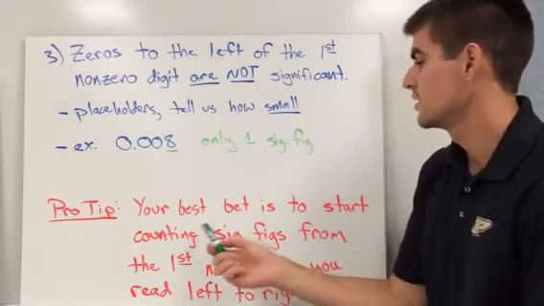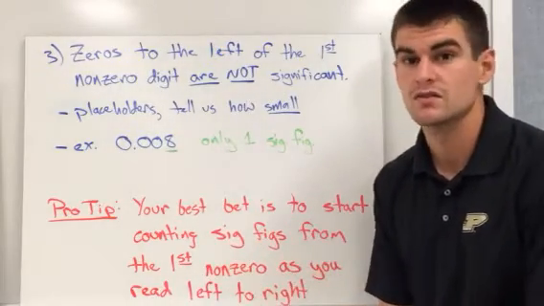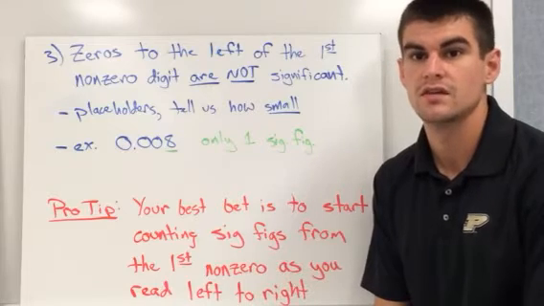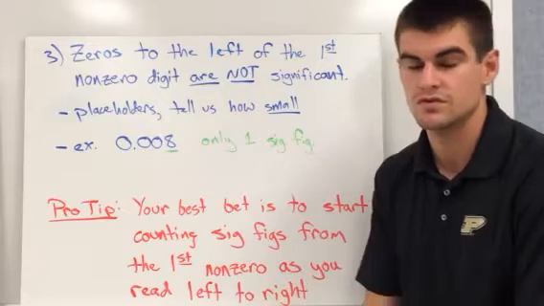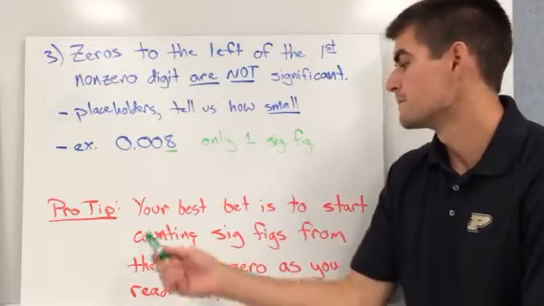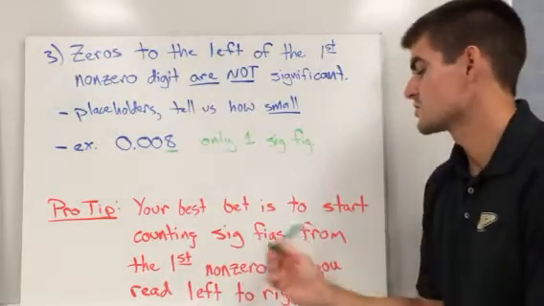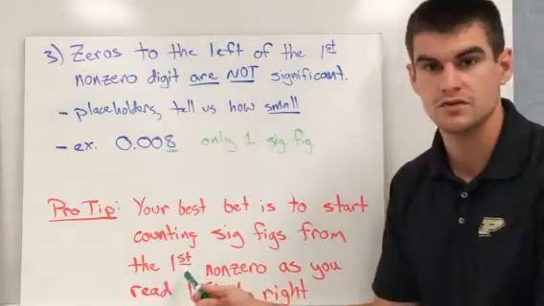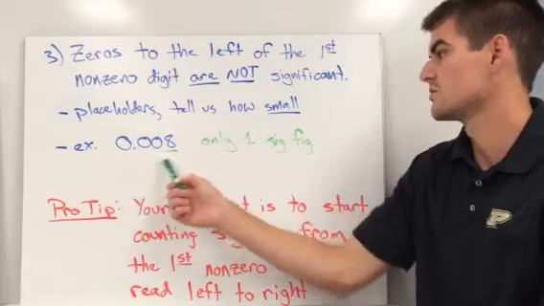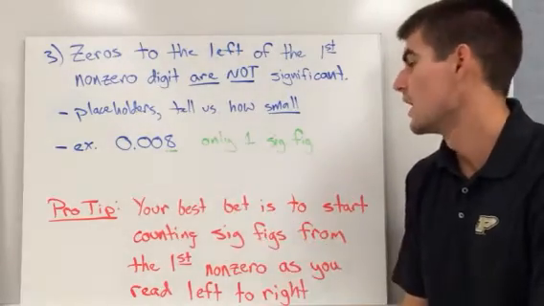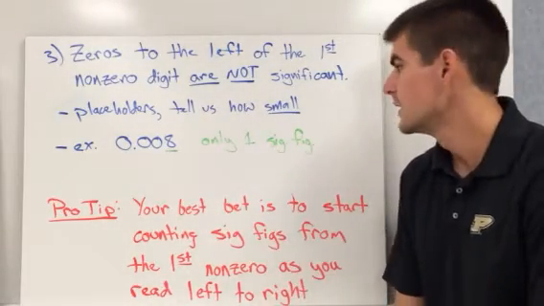A little tip when you're counting sig figs: if I give you an example and ask what the first 3 significant digits are, your best bet is to start counting sig figs from that first non-zero. So find that first non-zero, just like you would read, and then count left to right, just as you would read.